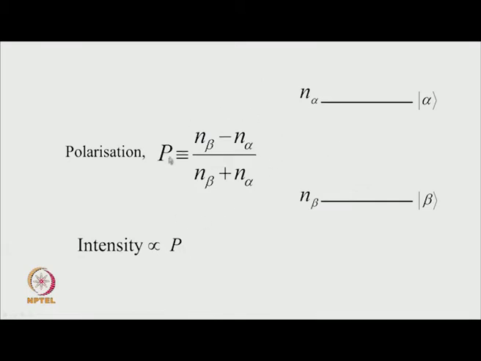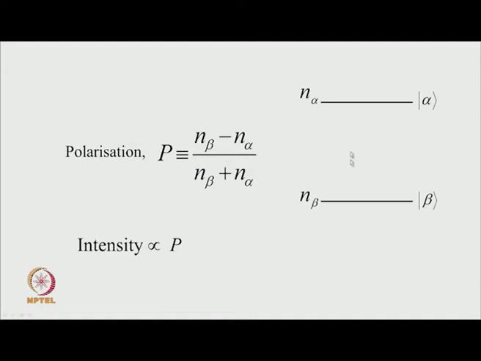So, then we can define a quantity called polarization, which is defined in terms of the number of spins in the beta level and the number of spins in the alpha level, n alpha and n beta. This is the way you can define the polarization: n beta minus n alpha by the total number of spins. The advantage of this is that the EPR signal intensity depends on, among other things, the population difference.